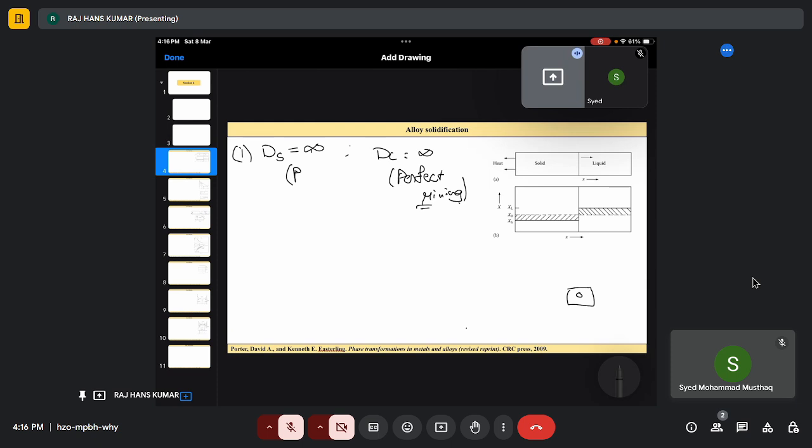What about solids? Let's take solid. It's the solidification. That's what we are doing. Equilibrium solidification means we are giving enough time for diffusion to take place. It's not like diffusion is infinite. Let me make changes.